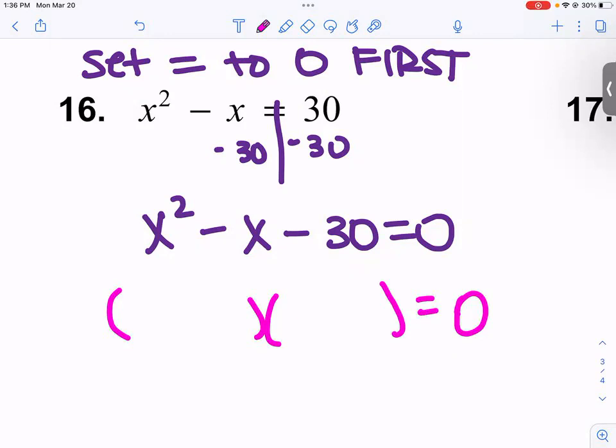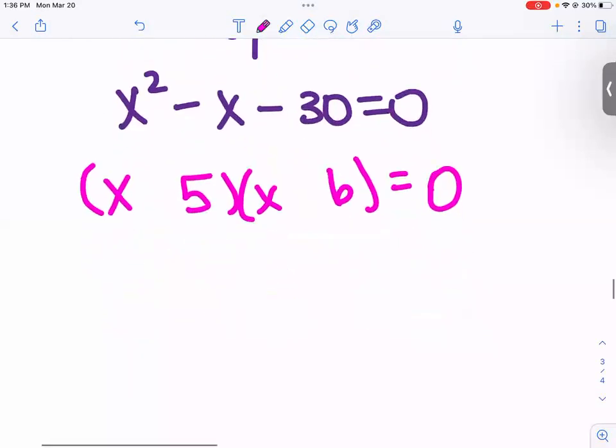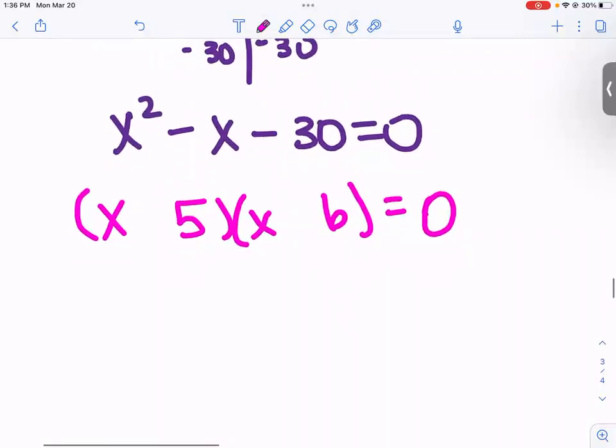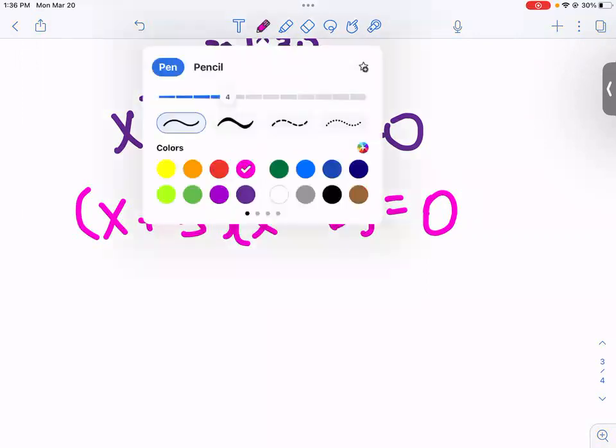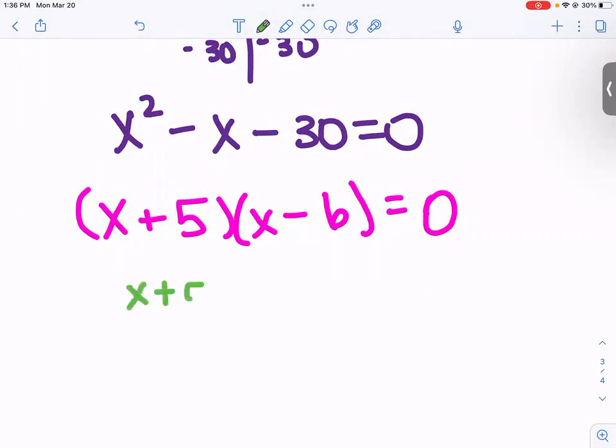Okay, so what multiplies to negative 30 and adds to negative 1? Which one's negative? 6. Okay, I have differing opinions. Which one's negative? 6 is negative. The bigger number needs to be negative if that middle term is negative. Don't laugh at mistakes. Making mistakes is fine.